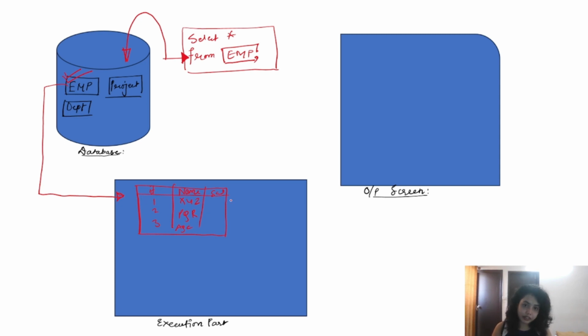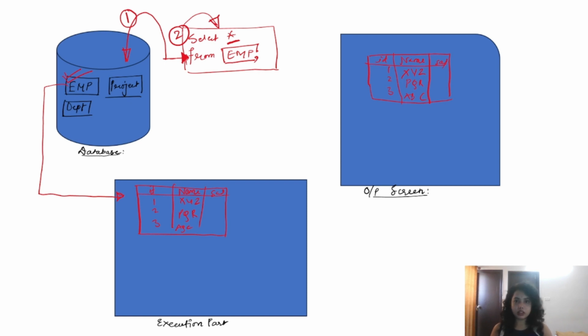Now, after this, select will execute. So the first step is from will execute. The second step is select will execute. Now select will say what you want from the execution part. It says everything, right? So it will display you everything from the table. Basically, you'll get the same table along with the same records in your output screen.